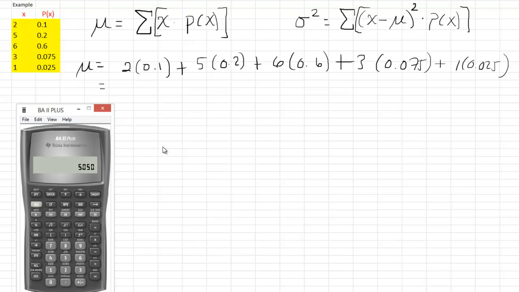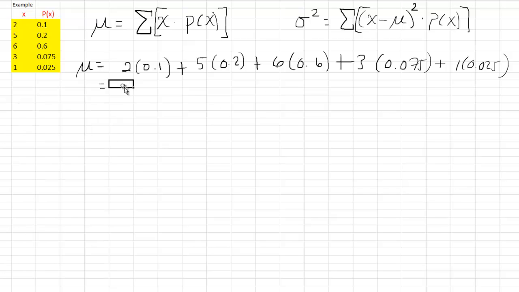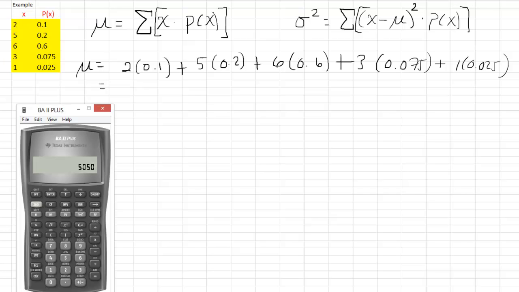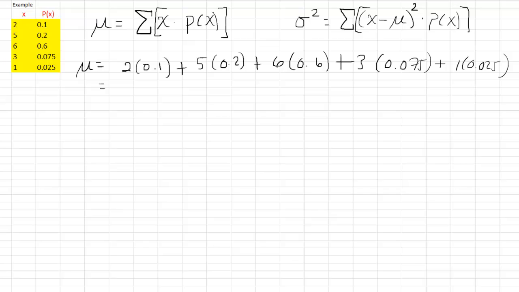Recall 1 plus recall 2 plus recall 3 plus recall 4 plus recall 5 equals. The population mean is equal to 5.05. And that's our mean.